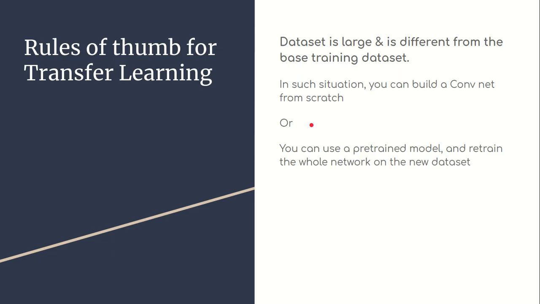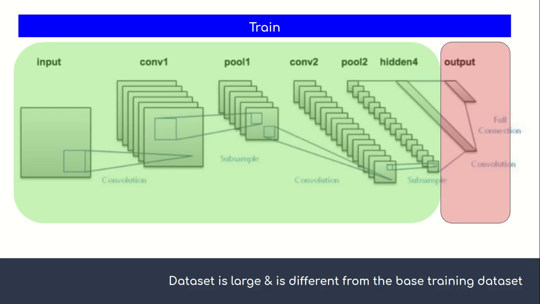Now coming to the final case, say you have a large dataset and it is very different from the base training set. So you have a very large dataset that is very different from the ImageNet dataset. Then you can simply build your own convolution model, or you can use a pre-trained model. You can use all the layers from the pre-trained model, and you can train the whole network. So it is the same as the previous case. Since the dataset is large, you can afford to train the whole network, and you can reuse the convolution layers from the pre-trained models.